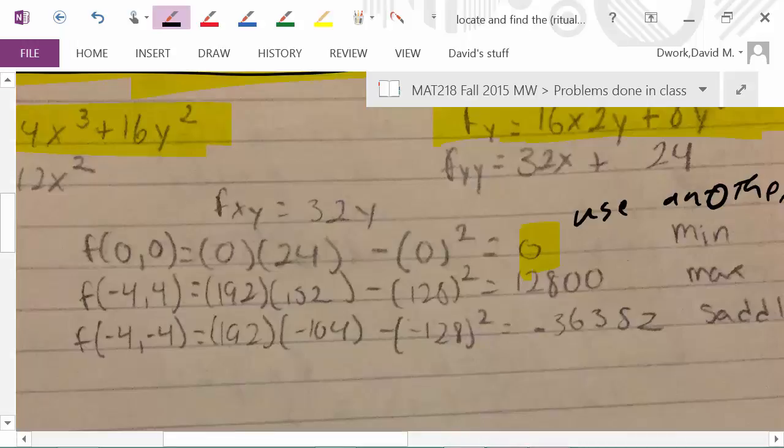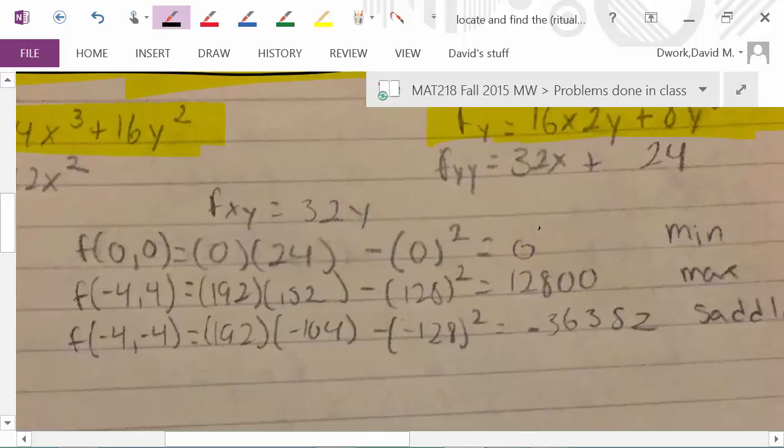Just because you have a 0 here doesn't necessarily mean it's going to equal 0, because you could have a value here, right? So if you had like a 4, then you'd have 0 minus 16, which would give you negative 16, which would tell you it's a saddle. So the idea here is when you have a 0, use another test. This is not enough. This won't work with the Hessian test.